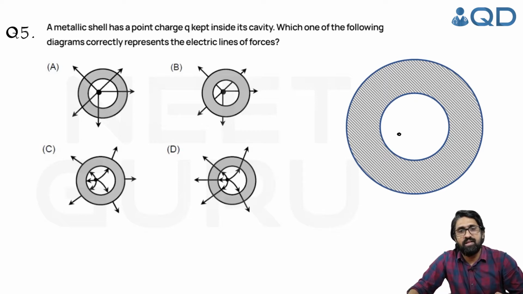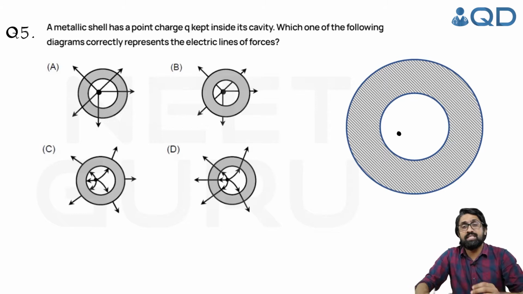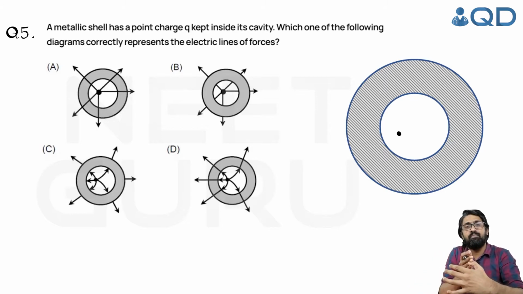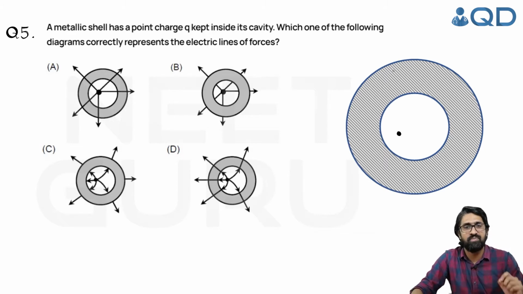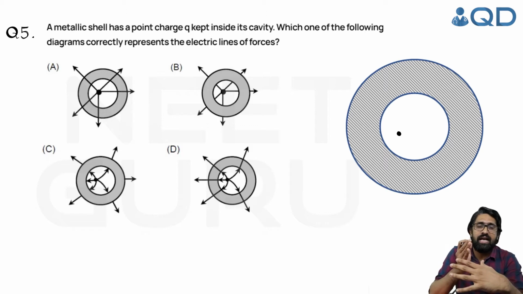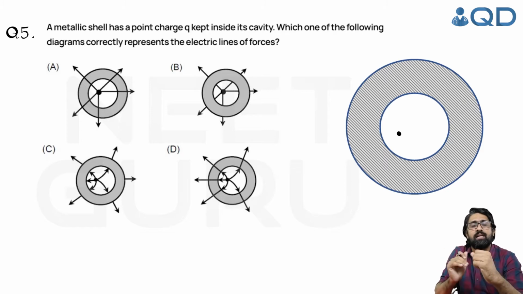and inside the shell there is a point charge kept which is slightly displaced from the center. This point charge here is not exactly at the center of the cavity, it is slightly displaced from the center of the cavity. Now, one of the properties of electric field lines tells us that electric field lines can never exist inside the body of a conductor. It cannot exist inside the bulk of a conducting metal.